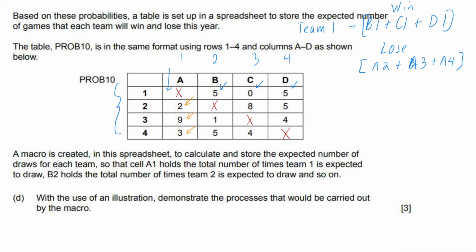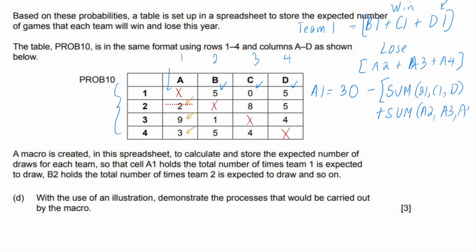So basically our answer for our first macro that we'd have to write would be A1 equals, and we could either use this notation right here with pluses, or we could say 30 minus sum of B1, C1, and D1 plus sum of A2, A3, and A4. And that would basically be our answer. And again, that sum function is something that's available in any spreadsheet program. However, we could just use the simple addition sign as well, and that would work. All right, that's D1 right there.